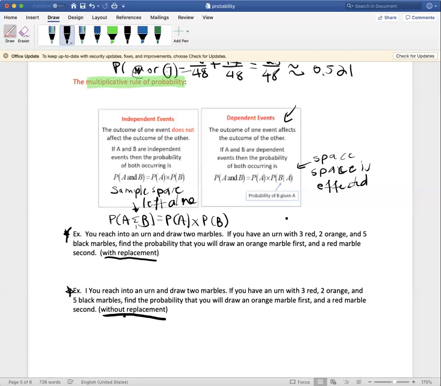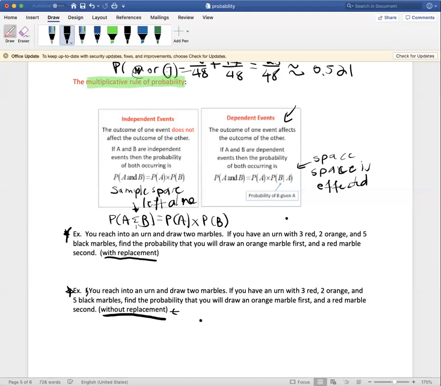Here we're looking at what it says without replacement. So it's the same exact question, but this time I'm asking you what happens without replacement. You reach into an urn, you draw 2 marbles. If you have an urn with 3 red, 2 orange, and 5 black marbles, again, it's the same question. Find the probability of drawing an orange marble first and a red marble second without replacement.